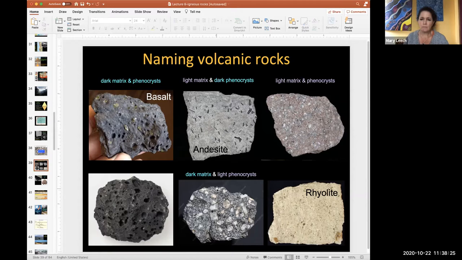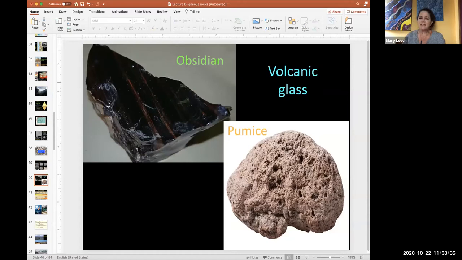This is the simplest I could make it for you guys. Now that's for crystalline rocks. We also have glass. Volcanic glass is always rhyolitic. So you only get these glasses like obsidian flows and pumice from rhyolitic magmas. This is glass too. It's just, it had a lot of bubbles in it. It's like a froth. The lava would have been frothy.